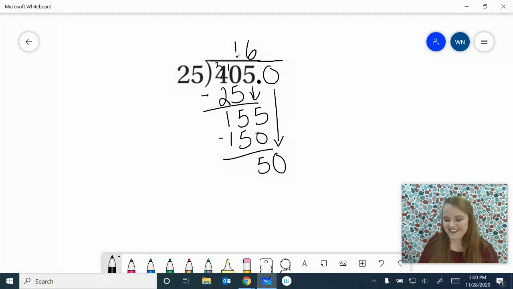Sounds fun, doesn't it? Let's go ahead and do this. 50 divided by 25 we know is 2. 2 times 25 is 50, and we're done. But magical decimal line now can't happen in the beginning. It has to happen when you're done dividing.